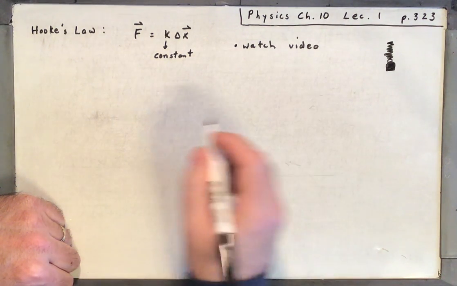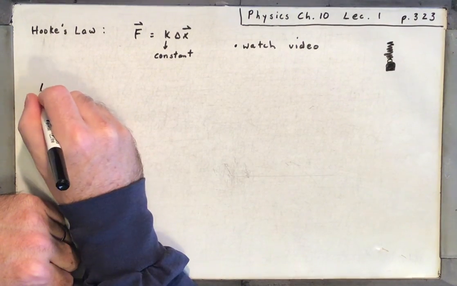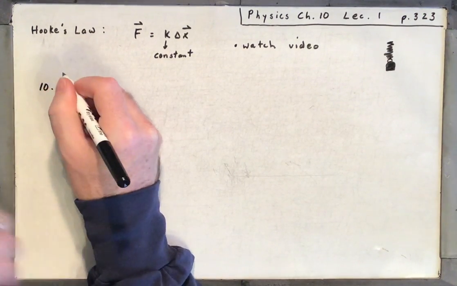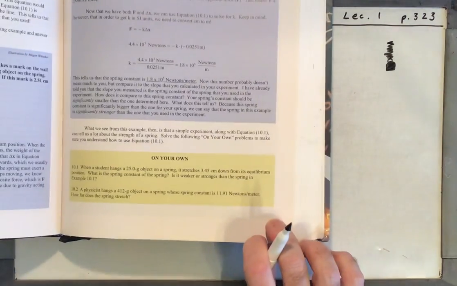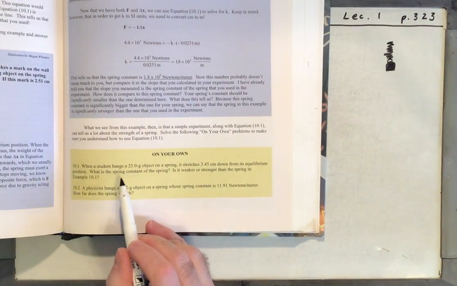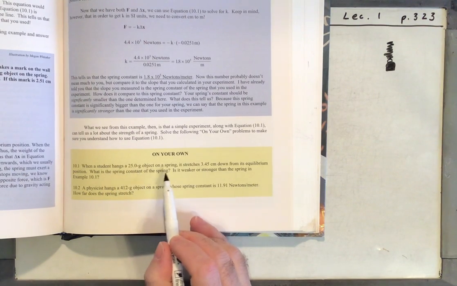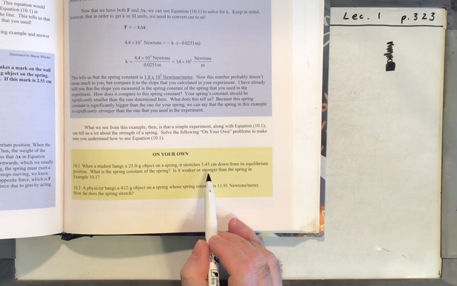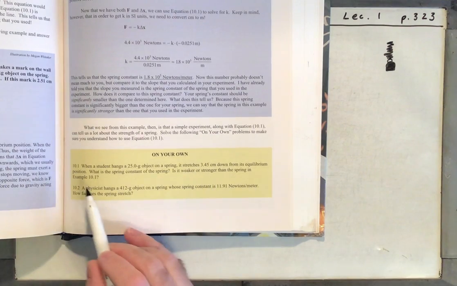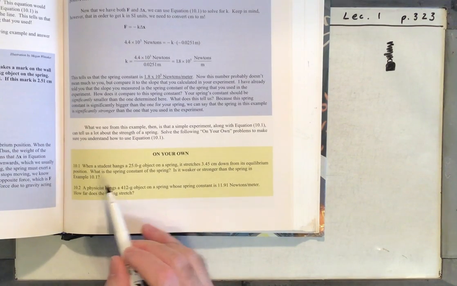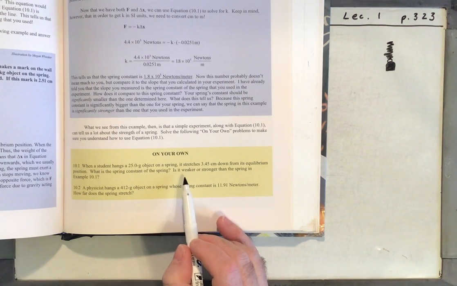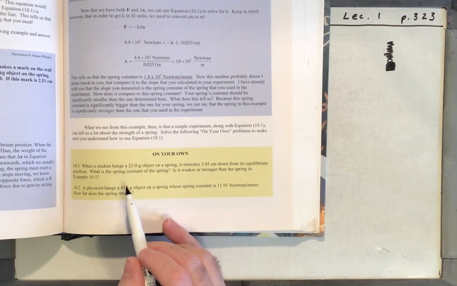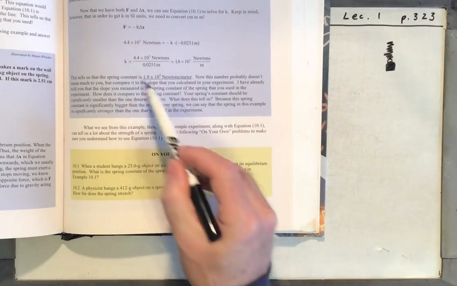So let's look at On Your Own 10.1. So we're in the book on page 323. So it says, when a student hangs a 25-gram object on a spring, it stretches 3.45 centimeters down from its equilibrium position. What is the spring constant? And we won't worry about the second part. Is it weaker or stronger than the spring in Example 10.1? Example 10.1 is this blue example.